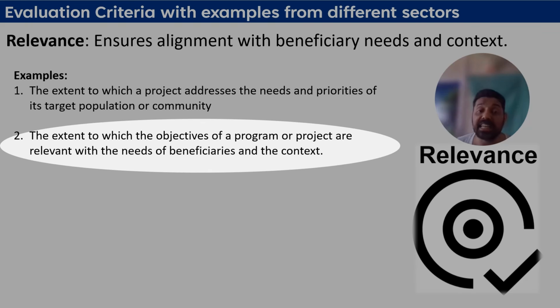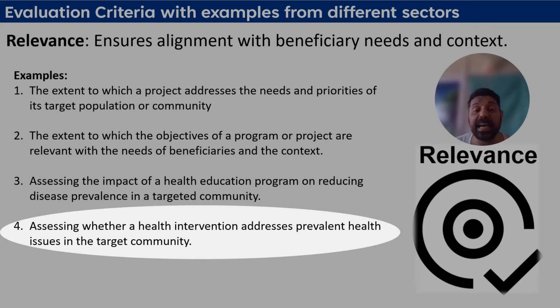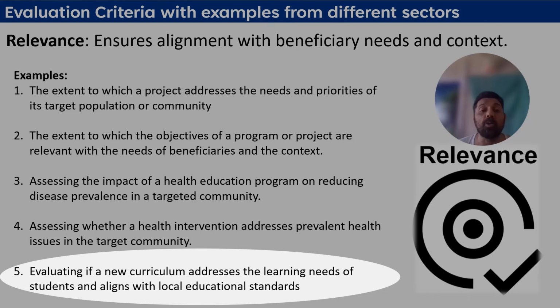The next one is relevance: the extent to which the objectives of a program or project are relevant to the needs of beneficiaries and the context. Similarly, assessing the impact of a health education program on reducing disease prevalence in a targeted community, and assessing whether a health intervention addresses prevalent health issues in the target community or not. Another example is evaluating if a new curriculum addresses the learning needs of students and aligns with local educational standards.